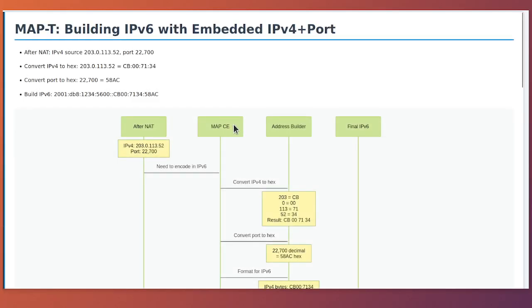MAP-T: building an IPv6 address with embedded IPv4 and port. In MAP-E, the customer equipment encapsulates the IPv4 packet inside an IPv6 packet and tunnels it to the border relay. MAP-T takes a different approach. Instead of encapsulation, MAP-T performs stateless translation between IPv4 and IPv6. A critical part of this translation is that the IPv6 source address must embed the IPv4 source address and source port number so that the border relay can extract them later.